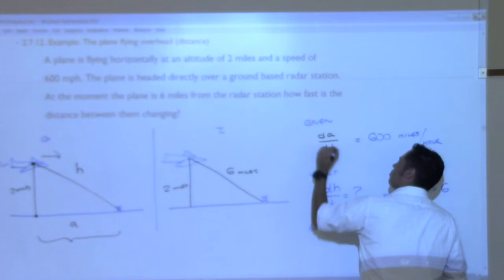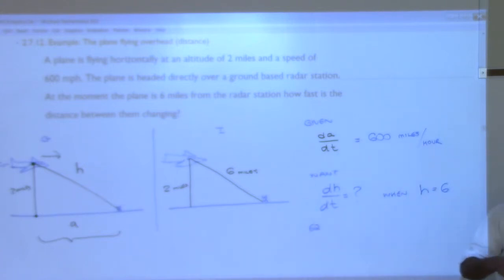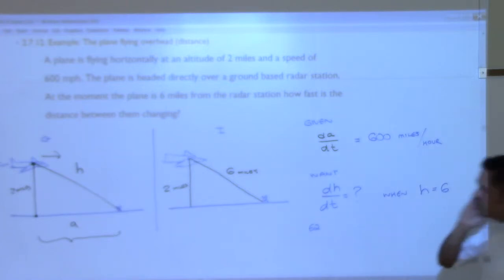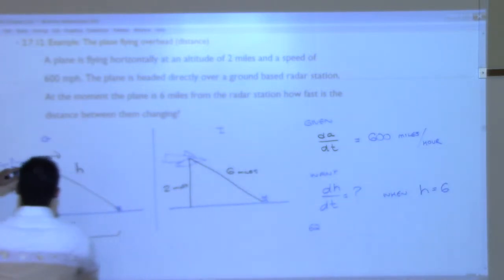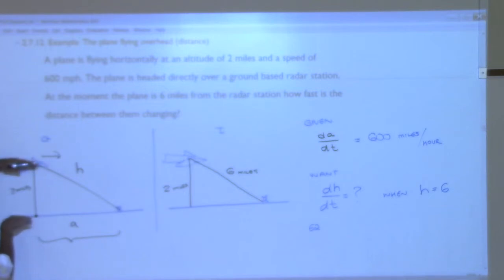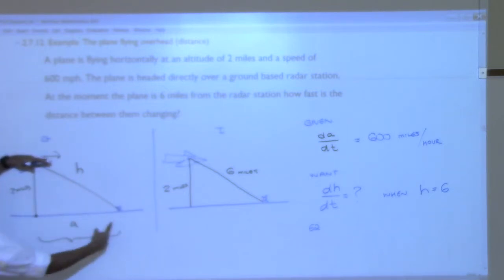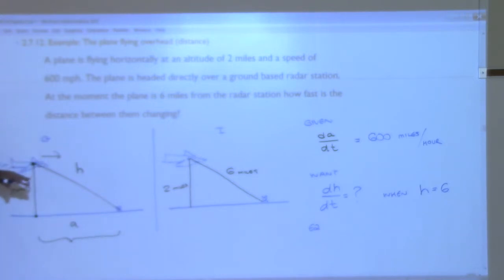But you had to introduce that new variable. You have to come up with that yourself. All right, 2 miles is fixed. As the plane moves, that doesn't change. But as the plane moves, h changes. As the plane moves, a changes. Yes?